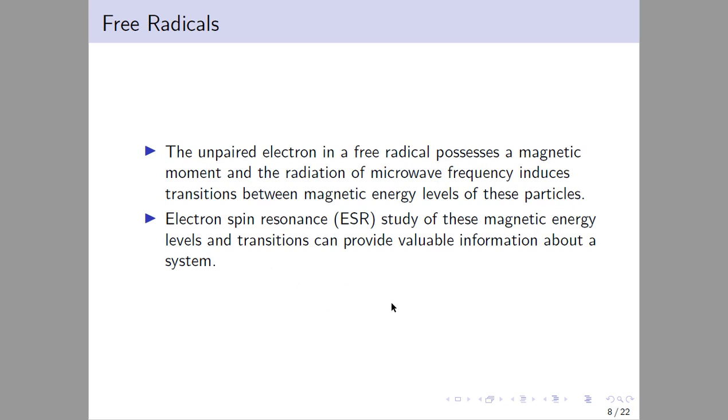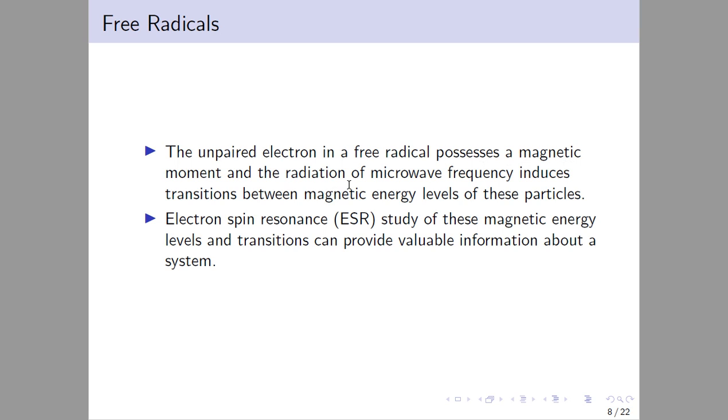Okay, so what we can say about this free radical is that the unpaired electron in the free radical possesses a magnetic moment, and radiation of microwave frequency induces transitions between the magnetic energy levels of these particles. When it has one electron, it can rotate, and from this rotation it produces the magnetic moment.